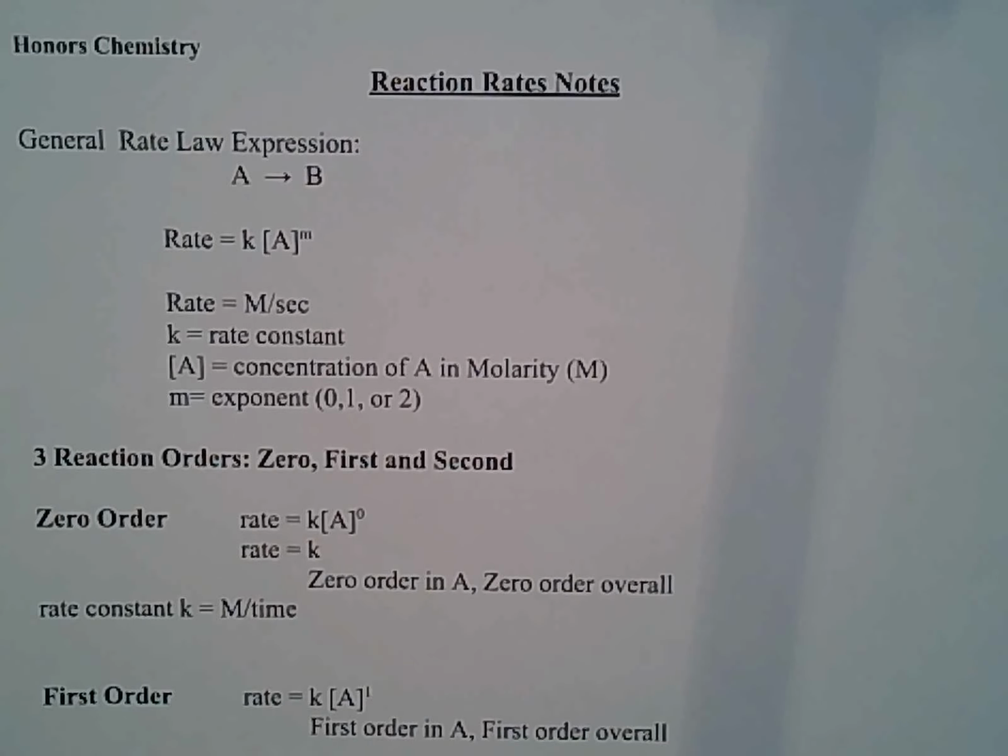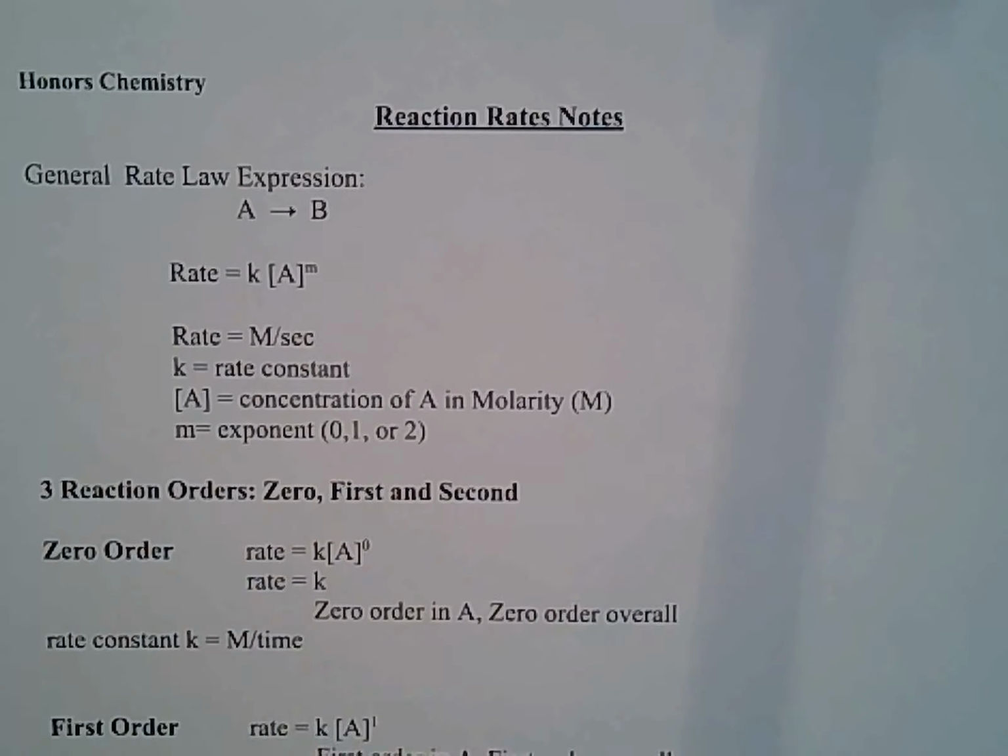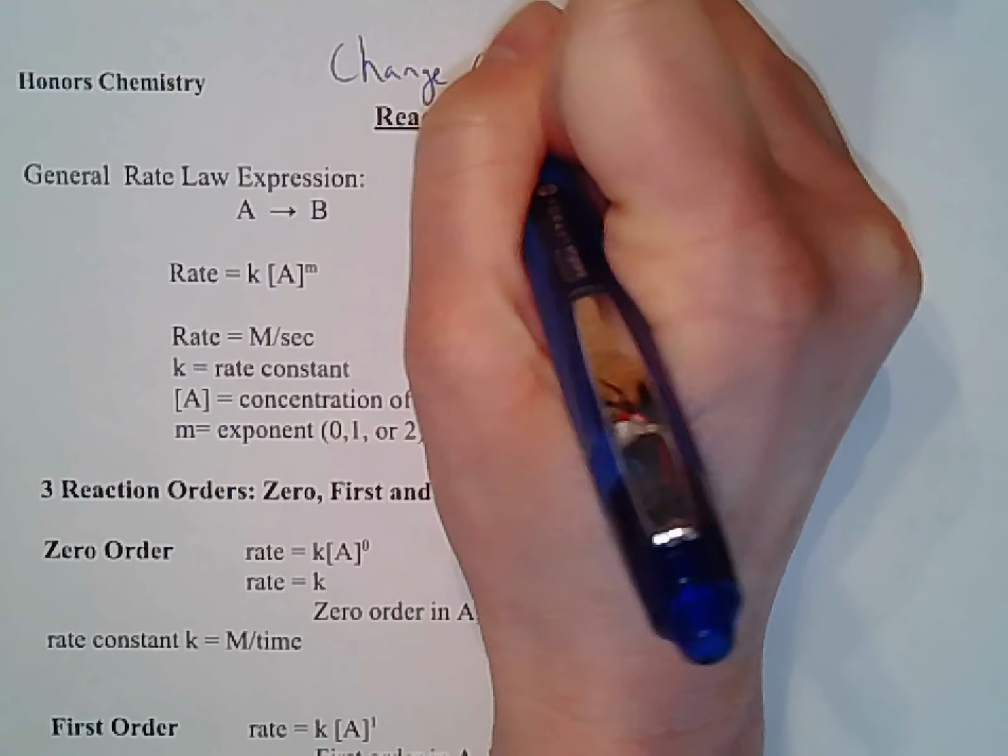So this lecture is looking at reaction rates and something called a rate law. As we're discussing in class, there are 4 different factors that can affect a chemical reaction. We have temperature, concentration, catalyst, and surface area. But the one that we could always change in a chemical reaction is concentration.